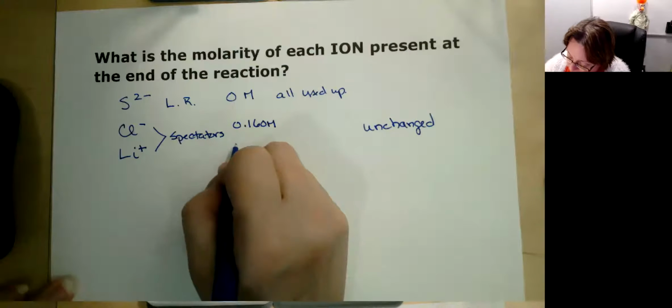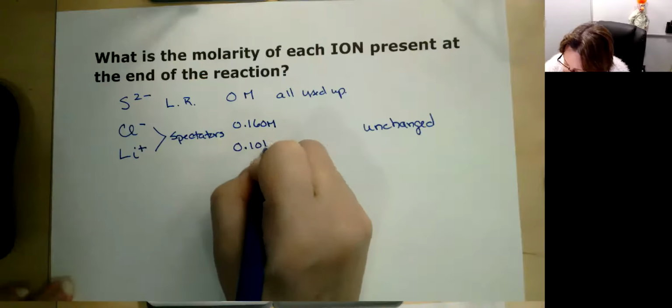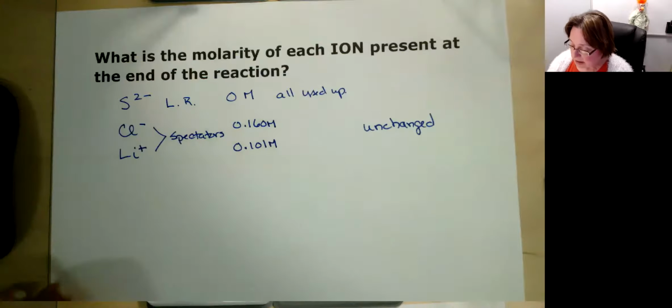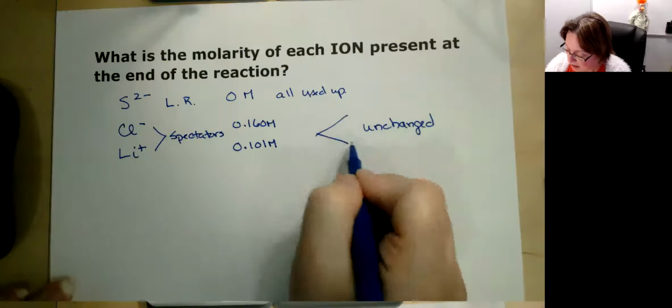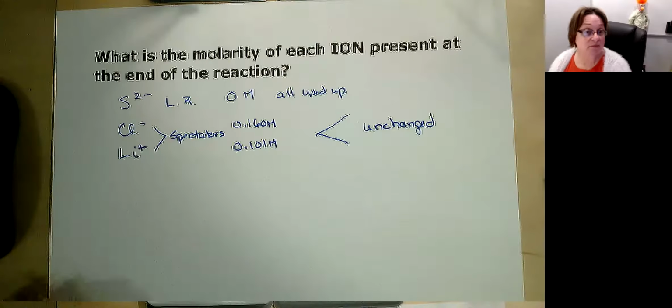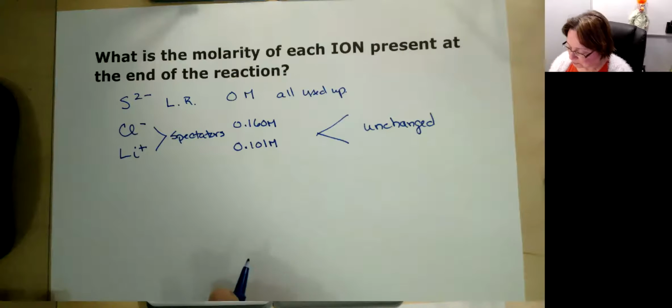And we do the same for the lithium. It's originally, once we got everything mixed together and diluted, was 0.101 moles per liter. And it is also unchanged. That's just what it means to be a spectator ion. You didn't do anything. You just watched. So your concentration wasn't affected. None of your little ions were used for anything.